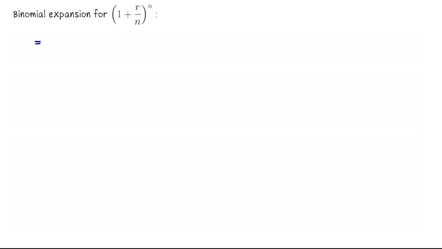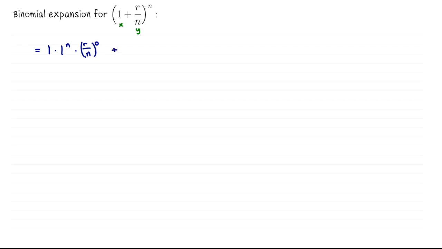Okay, according to the formula that we just looked at, we can think of 1 as what we were calling x, and we can think of r over n as what we were calling y. So the first term would be 1 times 1 to the n times (r/n) to the 0. Overall, that's actually just a really fancy way of writing 1.